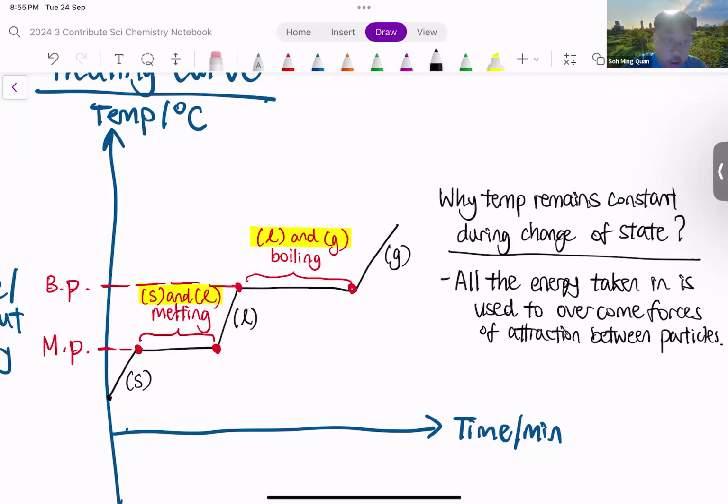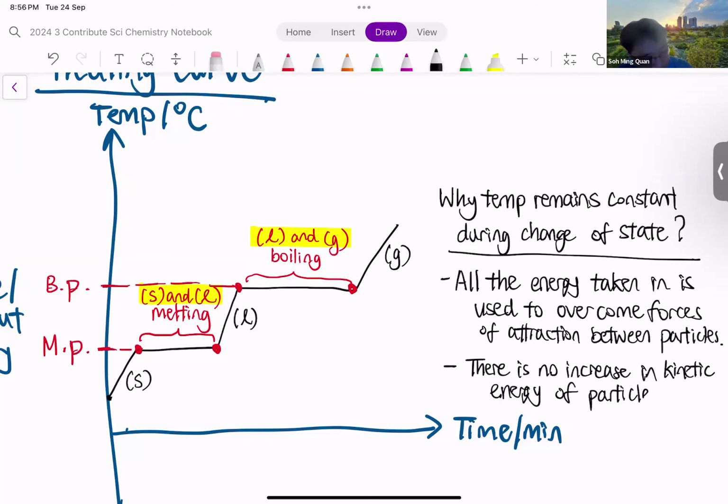So it takes in heat energy, but all that energy is actually used to overcome the attractive forces, or the forces of attraction between particles. As a result of that, there is no increase in the kinetic energy of the particles. So the energy only goes into overcoming forces of attraction. It does not increase the kinetic energy of the particles.